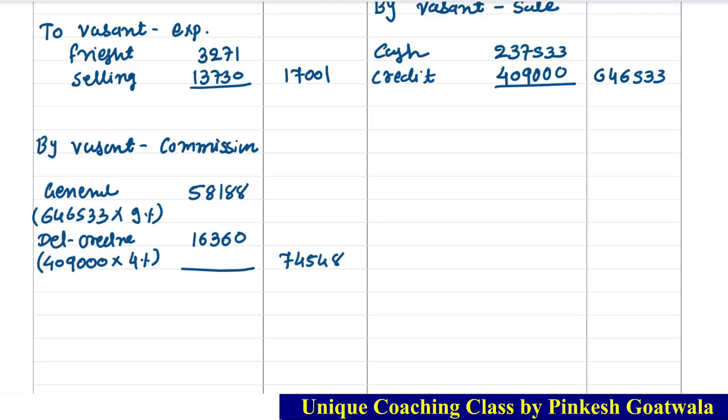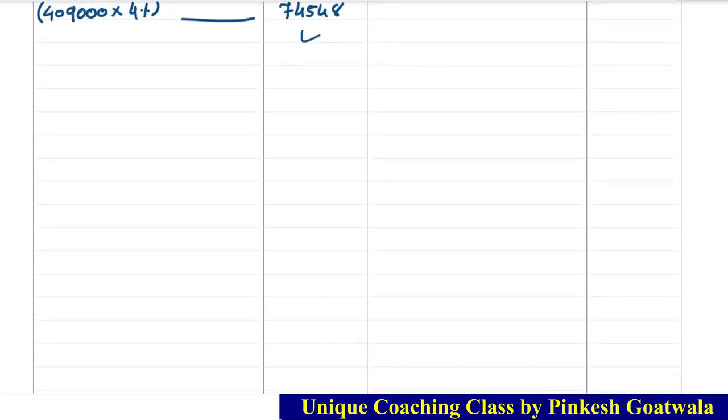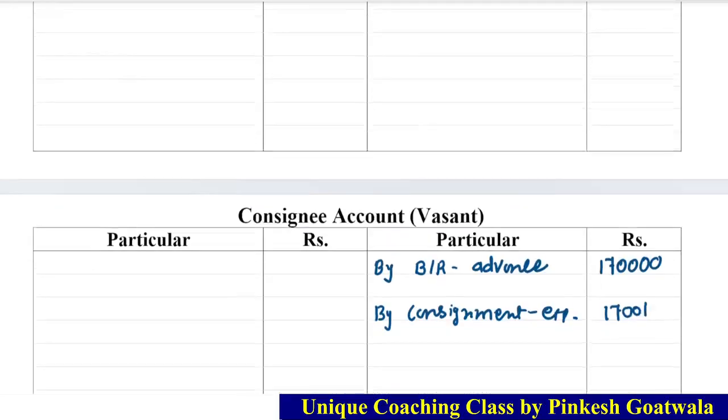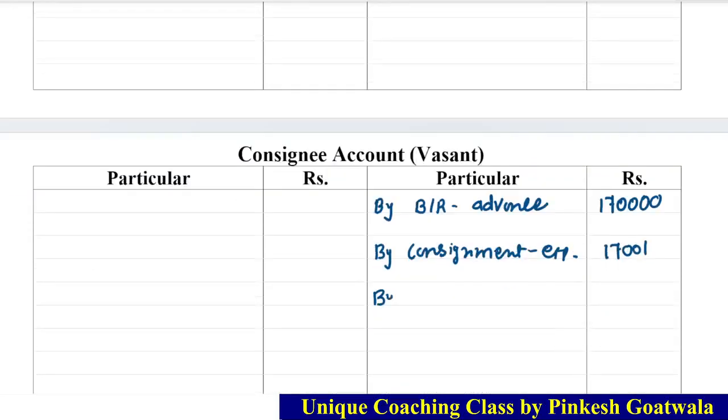Okay, first of all this sale and this commission opposite side in consignee account. So here by consignment commission, the amount of commission 74,548. Okay, and here consignment sale.